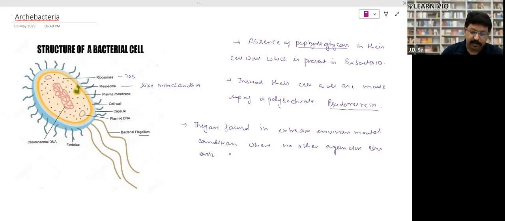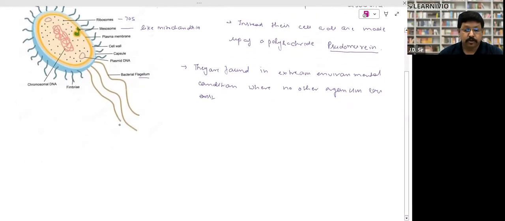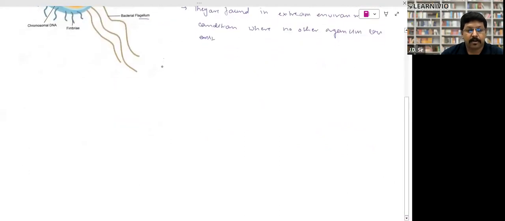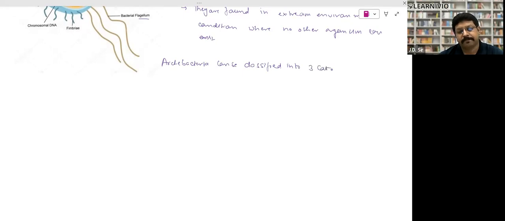Now the archaebacteria can be divided into three categories. We can further classify archaebacteria into three categories. What are those three categories? You need to remember all those three categories. The first category is methanogen.